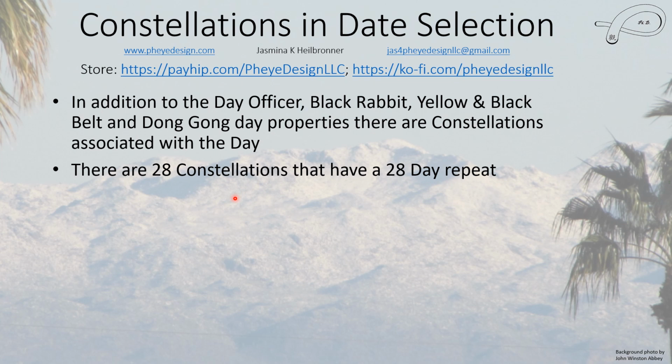Now, there are 28 constellations and they have a 28-day repeat. They never change their order. It just repeats time and time again. So once you know a single date, you will actually know them all. And you just have to set up basically an Excel file to do this for you. It's actually very, very easy.